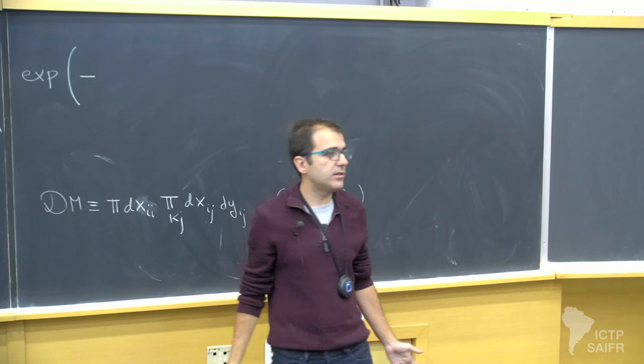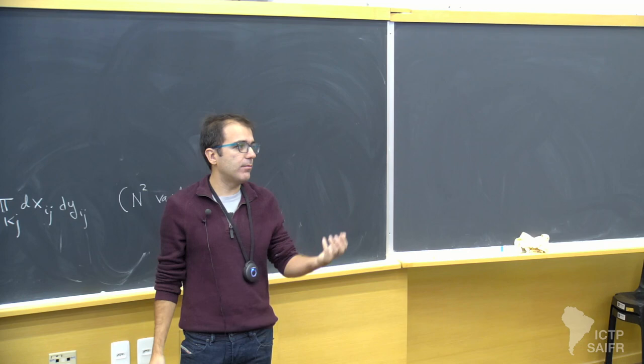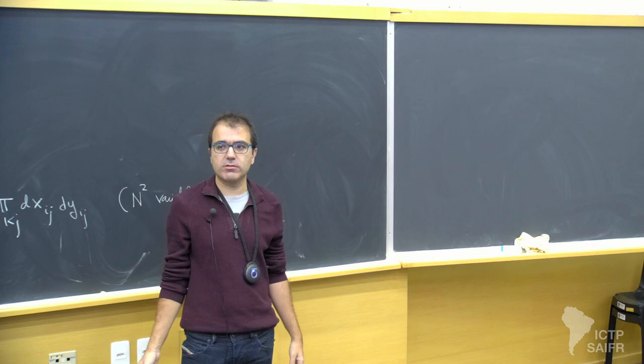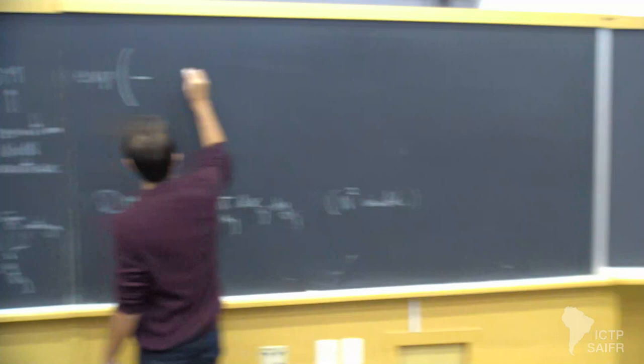I need something that is the analog of x squared, but it needs to be a number. I cannot put M squared. So how can I get a number out of M squared? M squared makes sense, it's M times M as matrices, but I want a number.